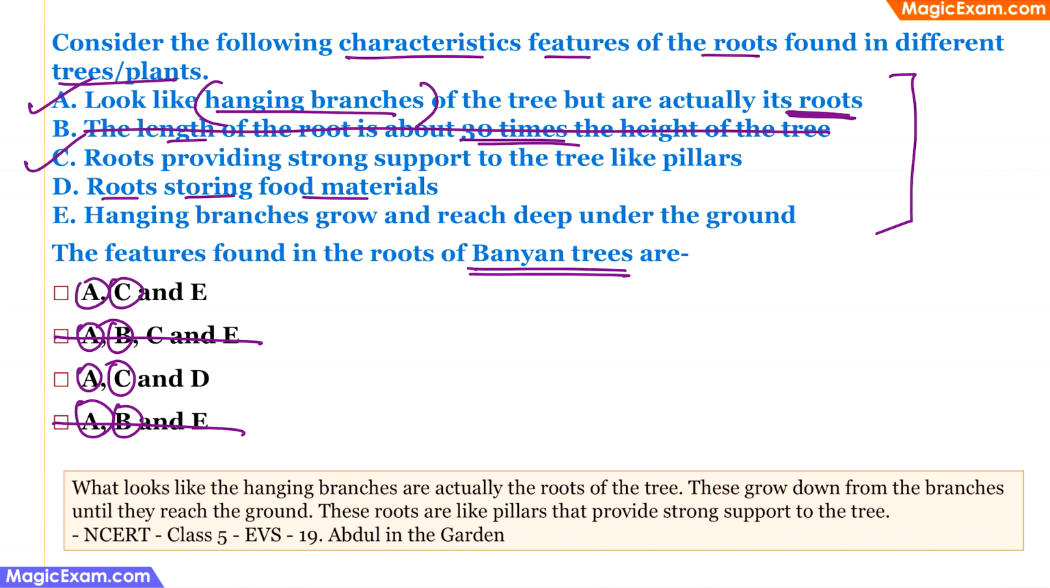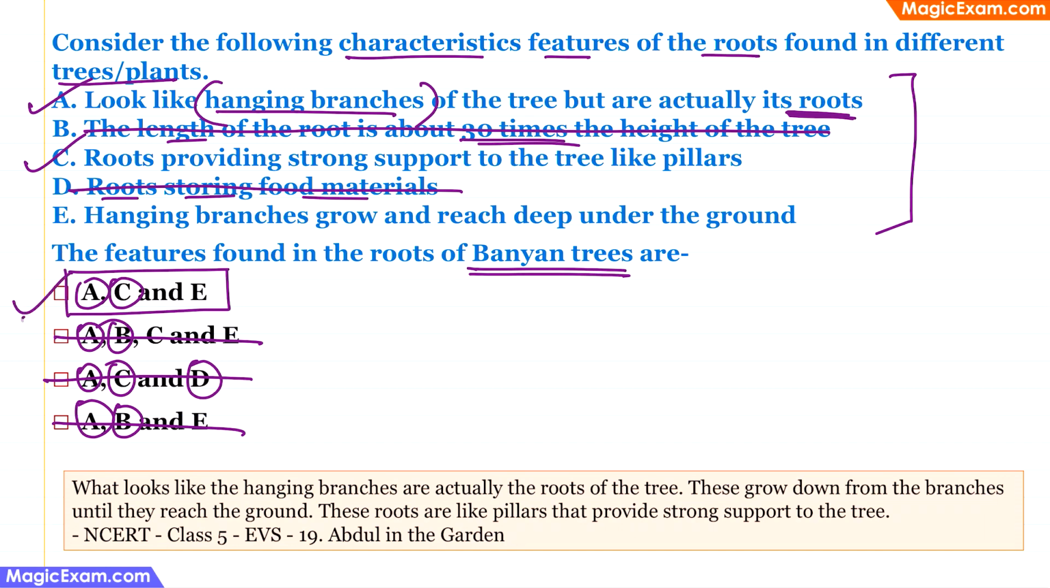Now, unlike a carrot, which is a root which stores food material, the roots of a banyan tree do not store food material. Therefore, this is incorrect. Now, the option C has D in it, which is incorrect. Therefore, we'll eliminate this. So we have only one option left, that is A, C and D, which has to be the correct answer.